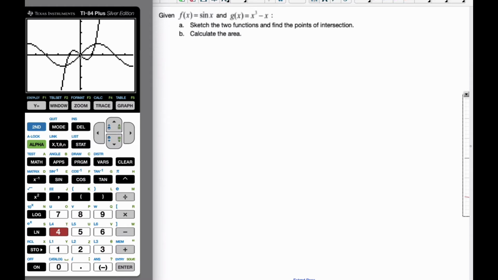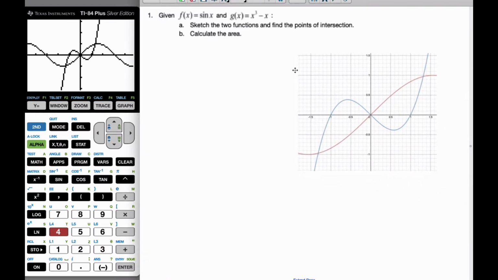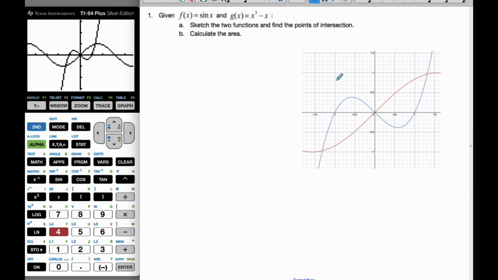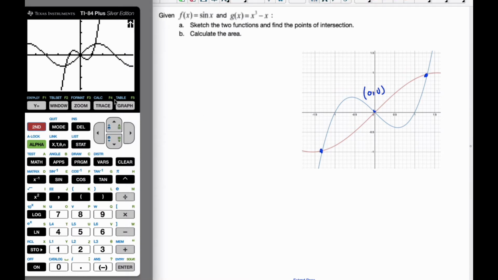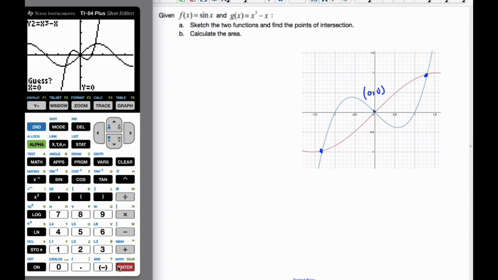So here are the two scenarios, and if I pull out a graph, that's a little bit easier to look at and see. We need to find the points of intersection. Well, I know this here is 0, 0. I'm going to find this one and this one here. To find it, I'm going to go second trace and choose intersect. My first curve, my second curve, and I'm going to put the cursor close to the -1 value. And so here is my intersection.